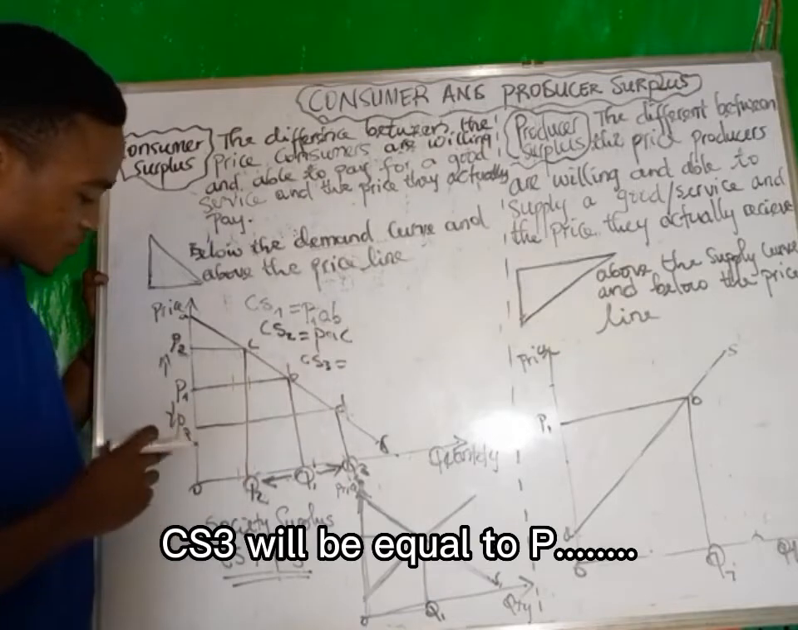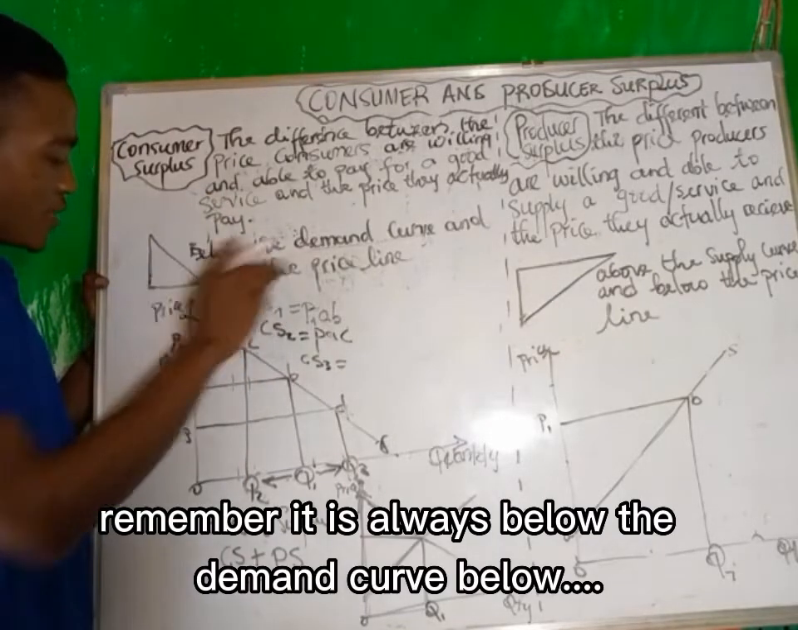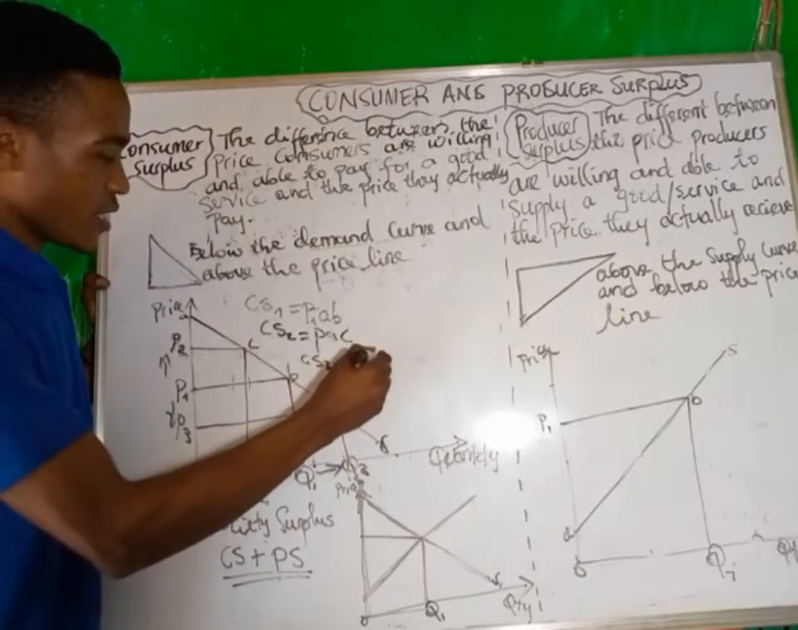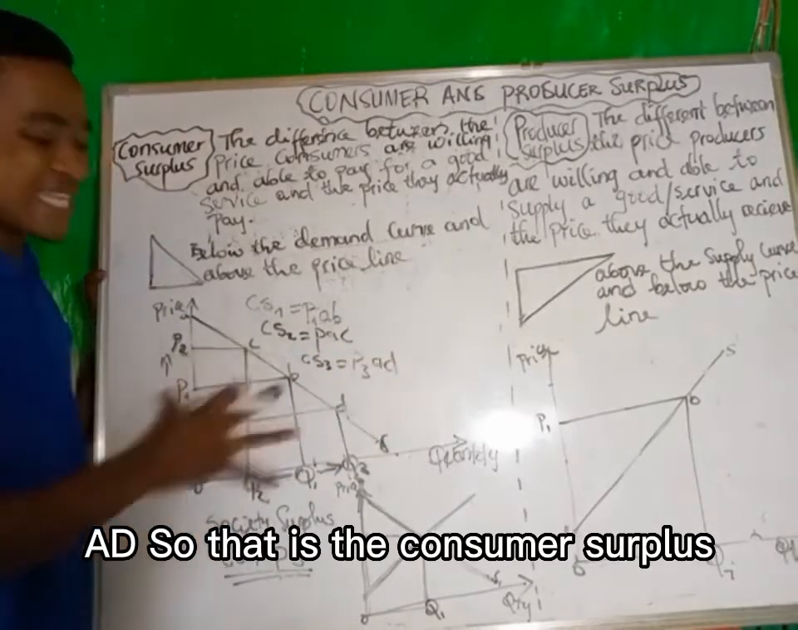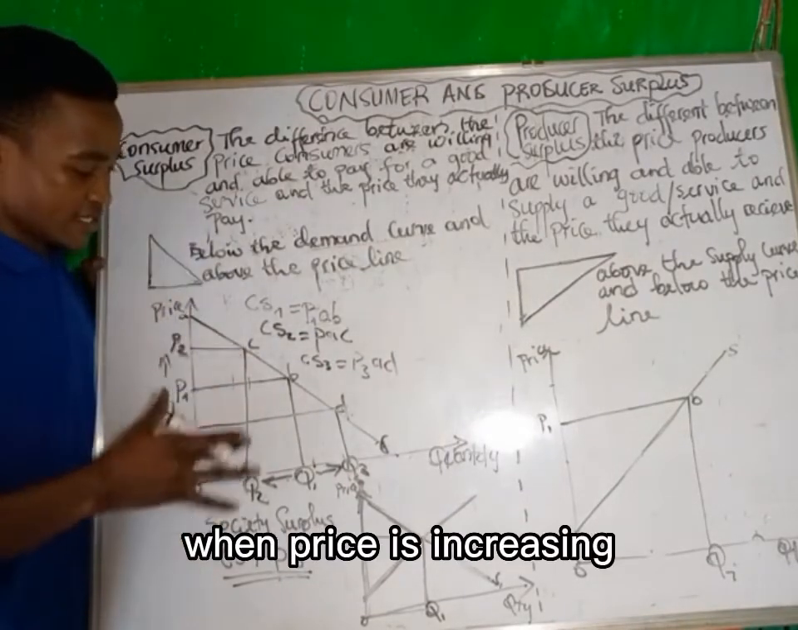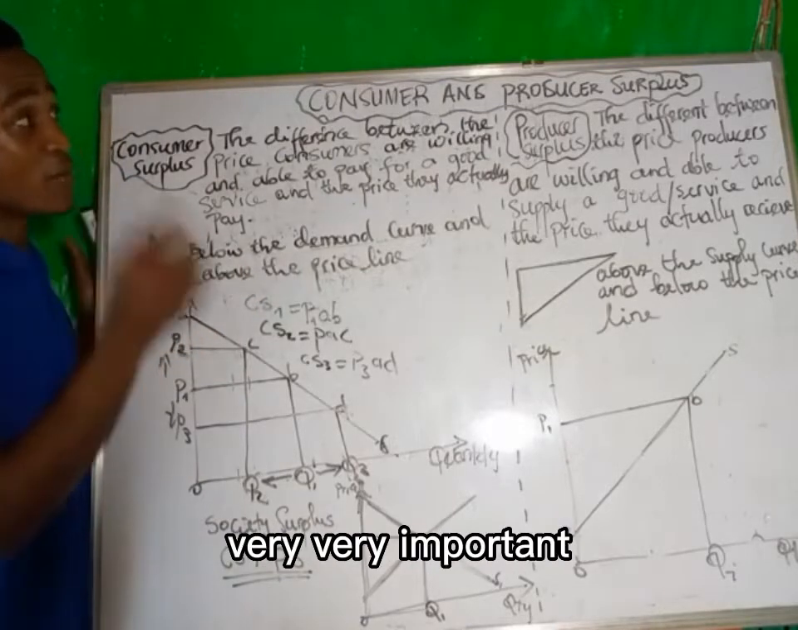CS3 will be equal to P3AD. Remember, it is always below the demand curve. So that is the consumer surplus for us, and it is equally illustrated when the price is increasing or when the price is reducing. Very, very important.